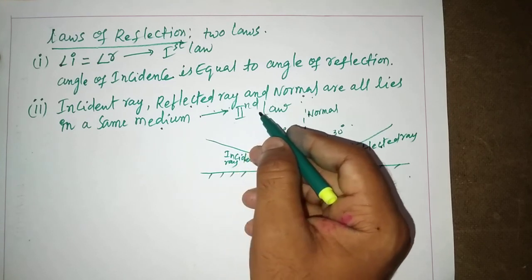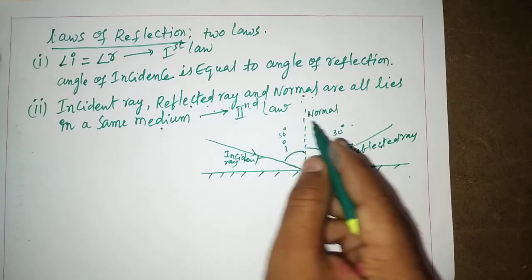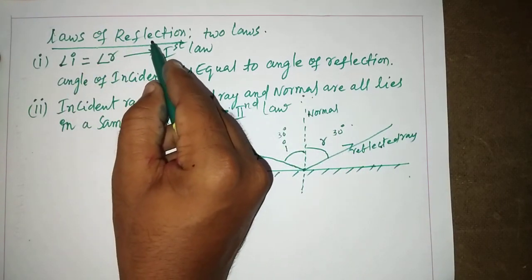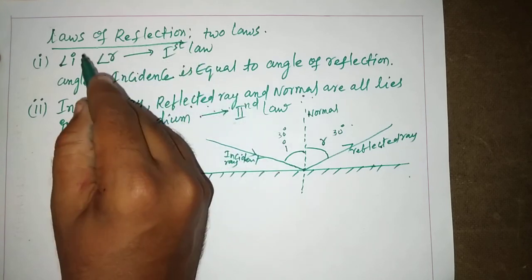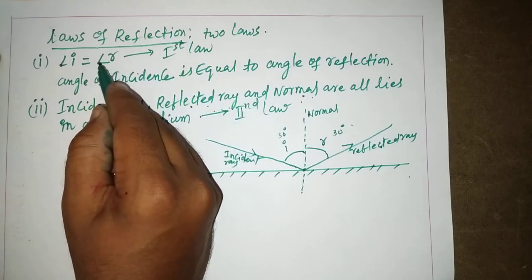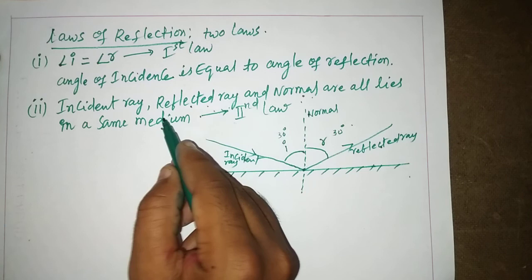So here we need to understand how many laws of reflection are there. 2 laws of reflection. First law: I equal to R, and second law, this is our second law.